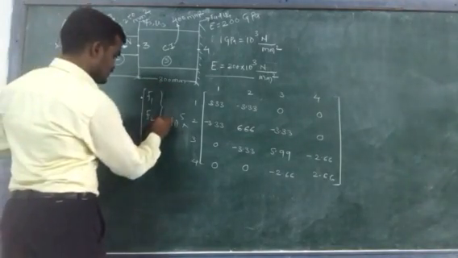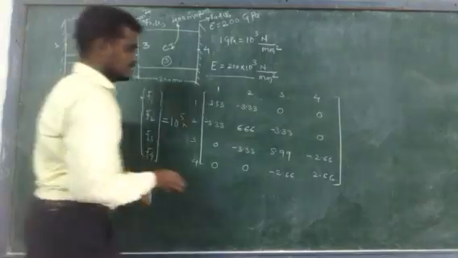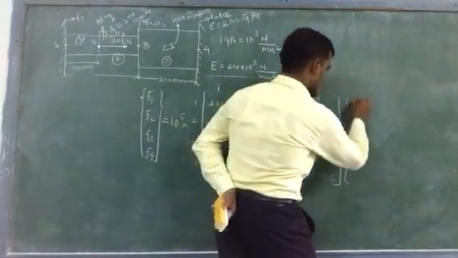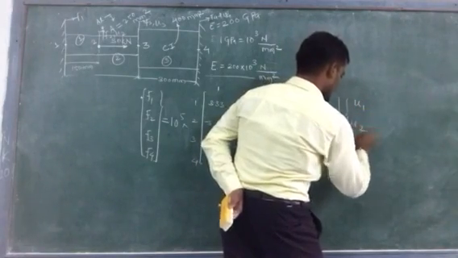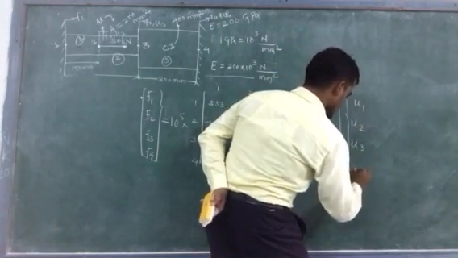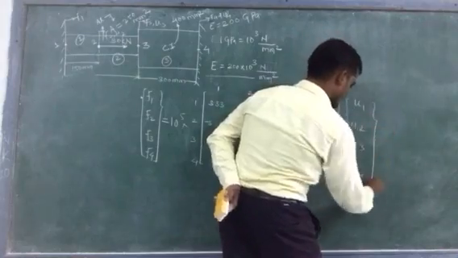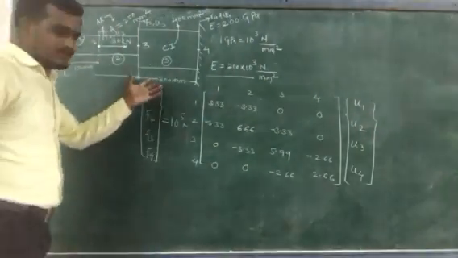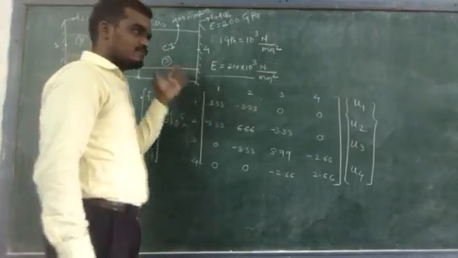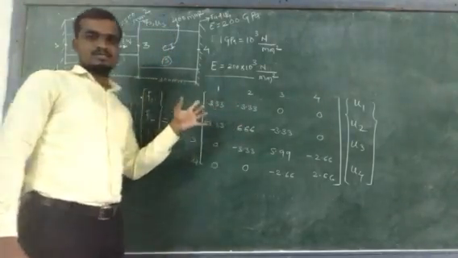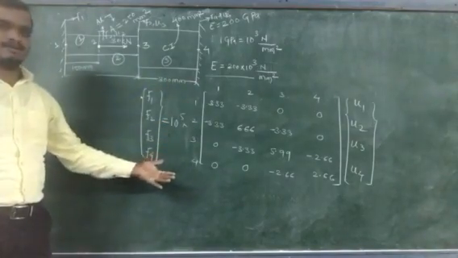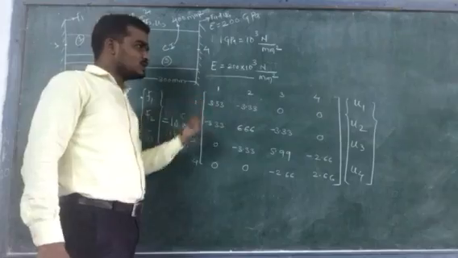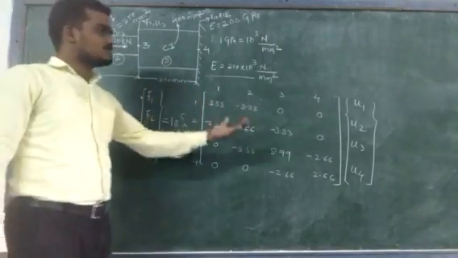Is equal to into U1, U2, U3 and U4. Previously we have applied this step to our spring system also. Same step here we are going to apply, by writing this global stiffness matrix into force and displacement relationship.